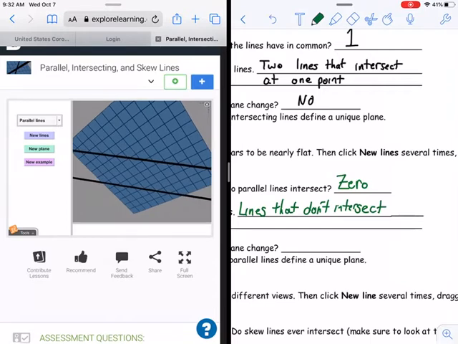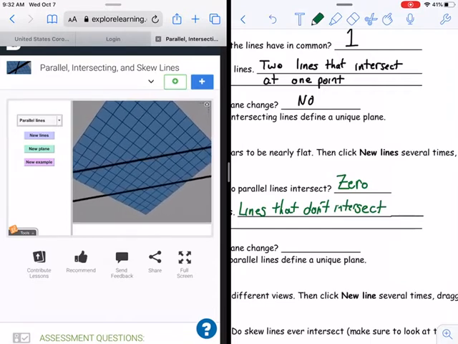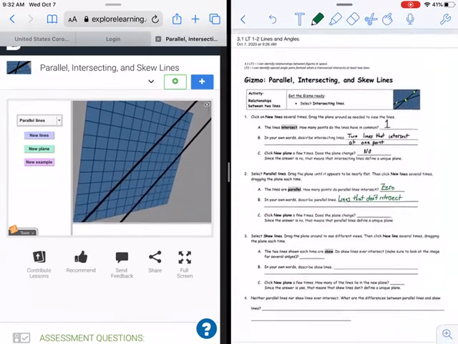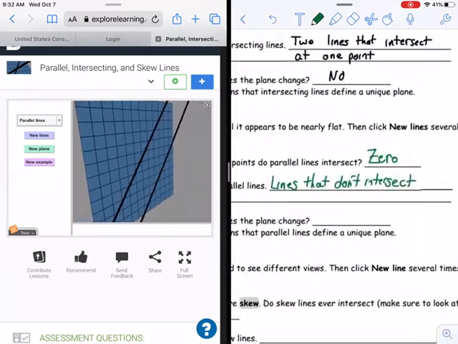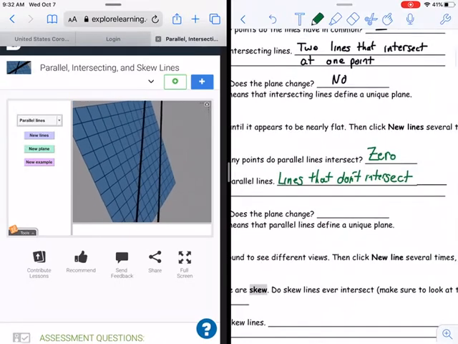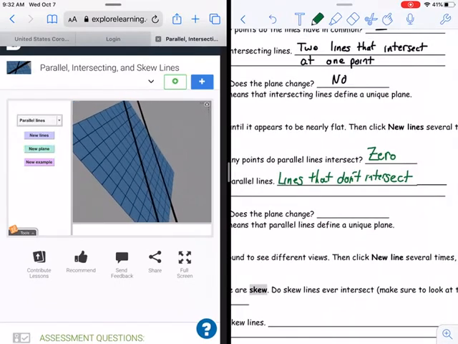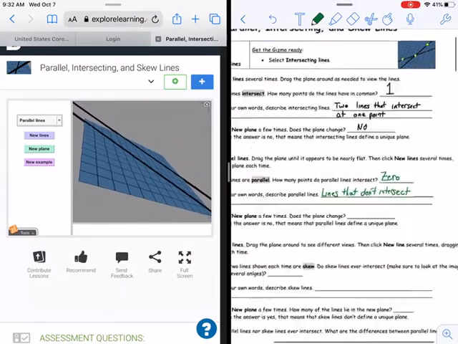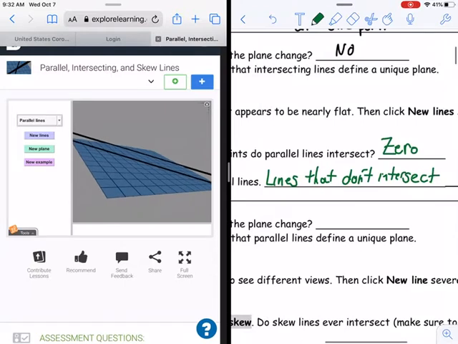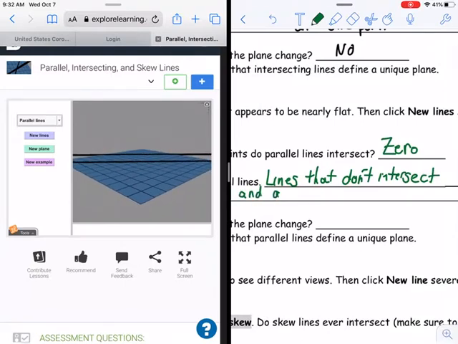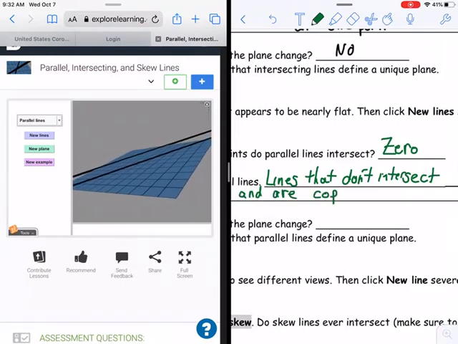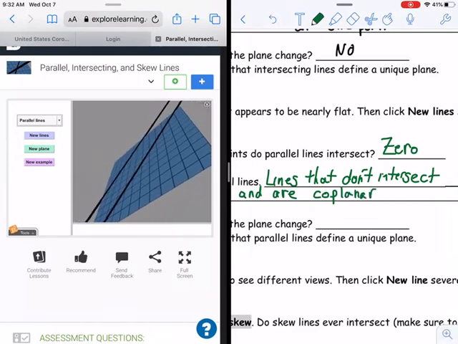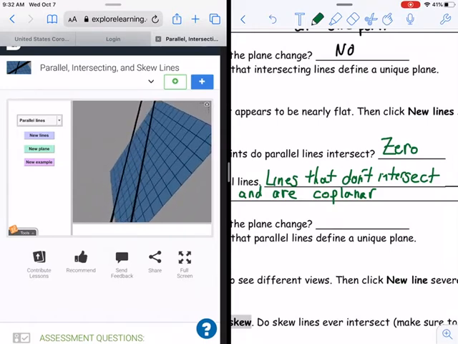Now that's not all the information. That's just a major punchline. There's actually more qualifications for lines to be parallel. What are the qualifications? Well, let's click new plane a couple times. Notice how I'm clicking new plane and the plane doesn't change? That means that parallel lines actually define a unique plane. So they're lines that don't intersect and are coplanar. A pair of parallel lines always lie on the same plane. They have to. That's a punchline.